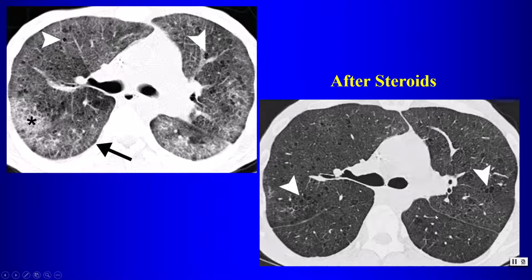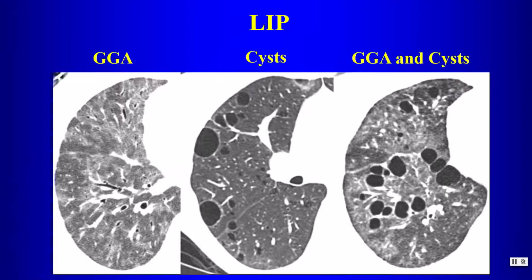This one responded to steroids. You can see most of the ground glass opacities have resolved in this example. So we can have ground glass opacity, we can have cysts, we can have ground glass opacity and cysts. So the manifestations of LIP are quite variable, but it's the cystic lesions that really are the most specific, and if we see that, then we should consider LIP in our differential diagnosis.